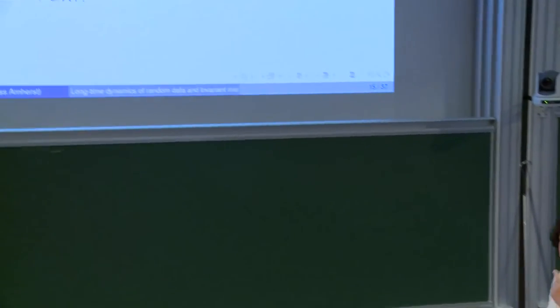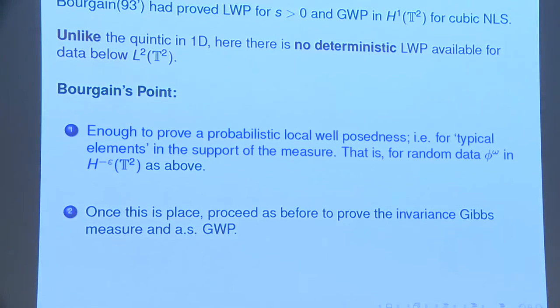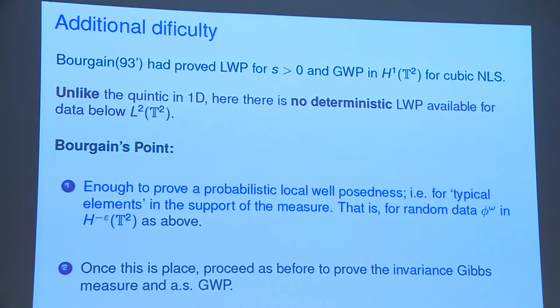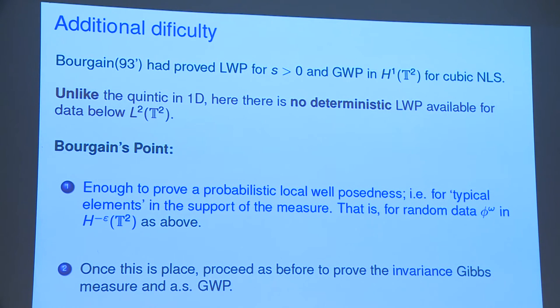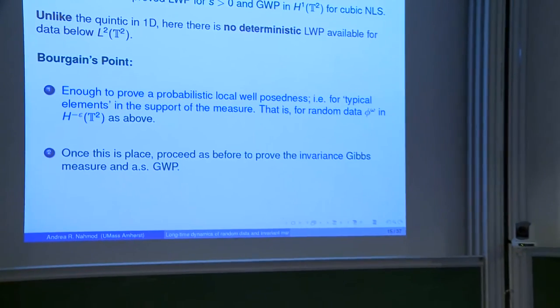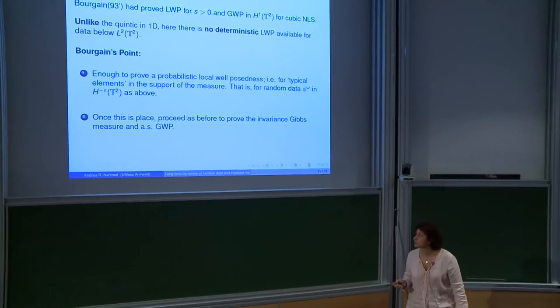difficulty here is that Bourgain did not have a local well-posedness in place as he did in 1D. So he cannot even start the argument that I just described, because there is no deterministic local well-posedness below L2. It's supercritical. So what he says is, well, I just want to prove an almost sure global result, so why do I need a deterministic local one? It's enough to prove that I have a local well-posedness for data that is in the support of the measure. In other words, all I need is a probabilistic local well-posedness result.